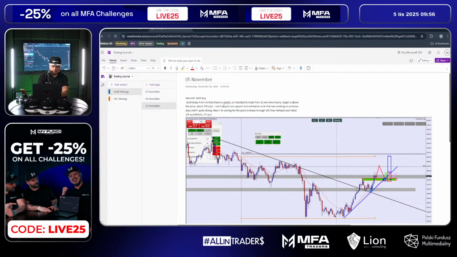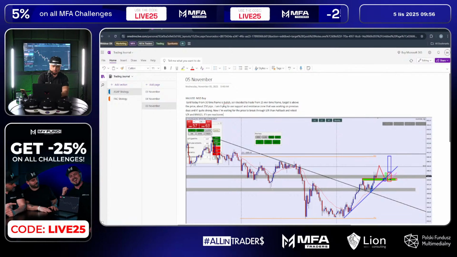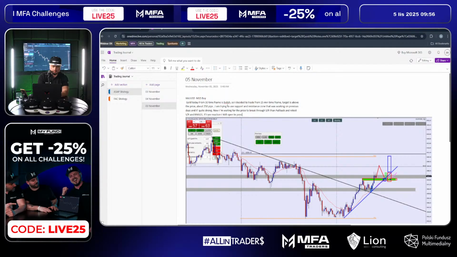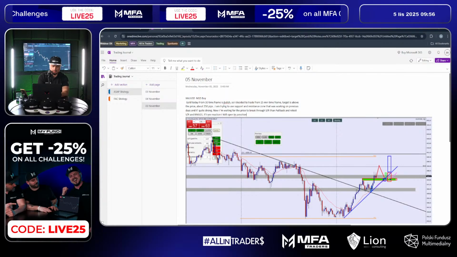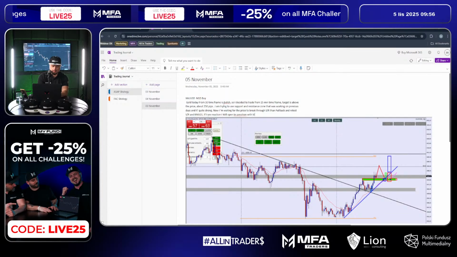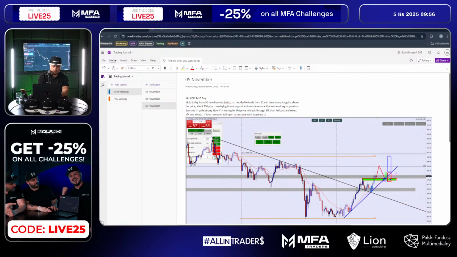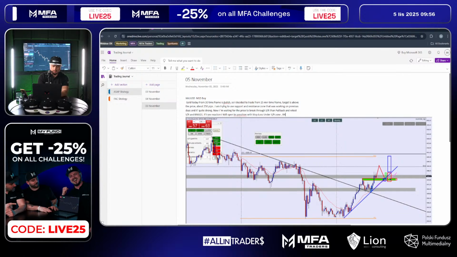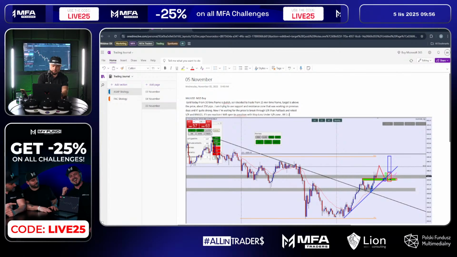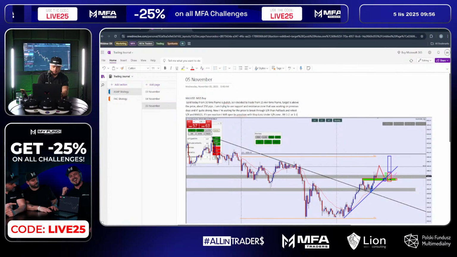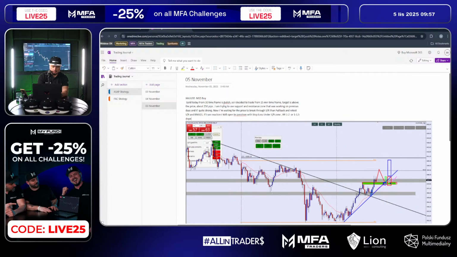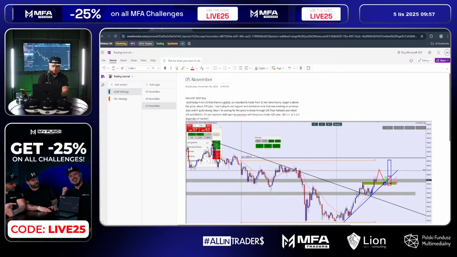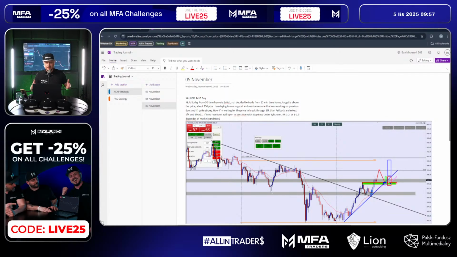If I see a reaction, I will open the position with stop loss under the support resistance zone. Risk to reward 1 to 2 or 1 to 1.5, depends on market conditions. Why am I writing this down, guys?